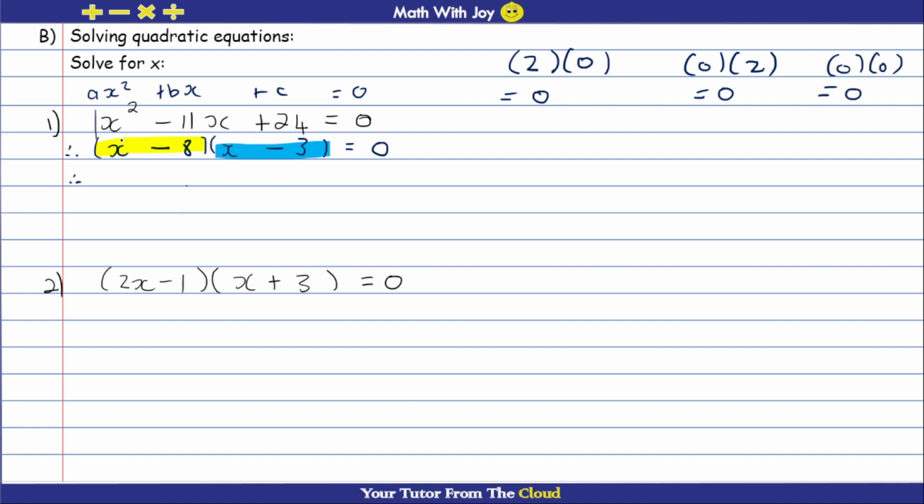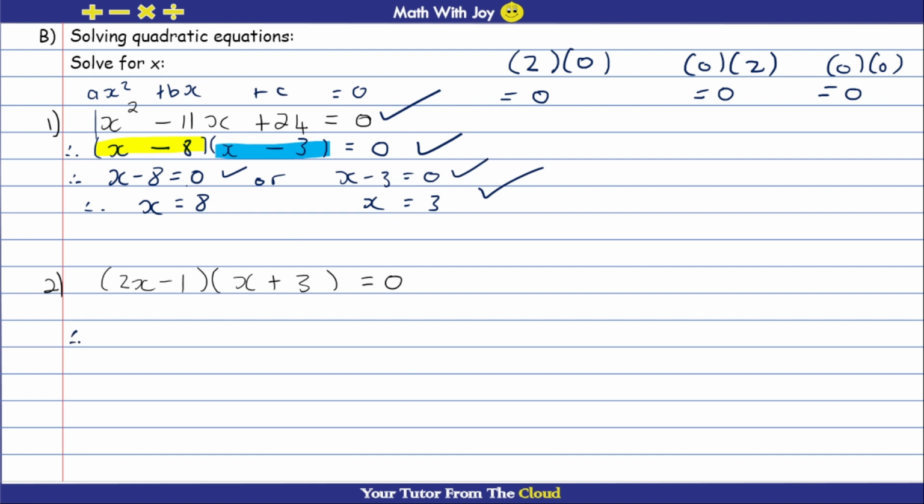We're going to say, well, this yellow bracket, x minus 8, must be equal to 0, or this one, x minus 3, must be equal to 0. Therefore, x equals 8, x equals 3, when you take the 8 and the 3 to the other side. So that's how you solve a quadratic equation. Make sure you have it in standard form, make sure you factorize, and make sure you set each bracket equal to 0. Find your final answers.